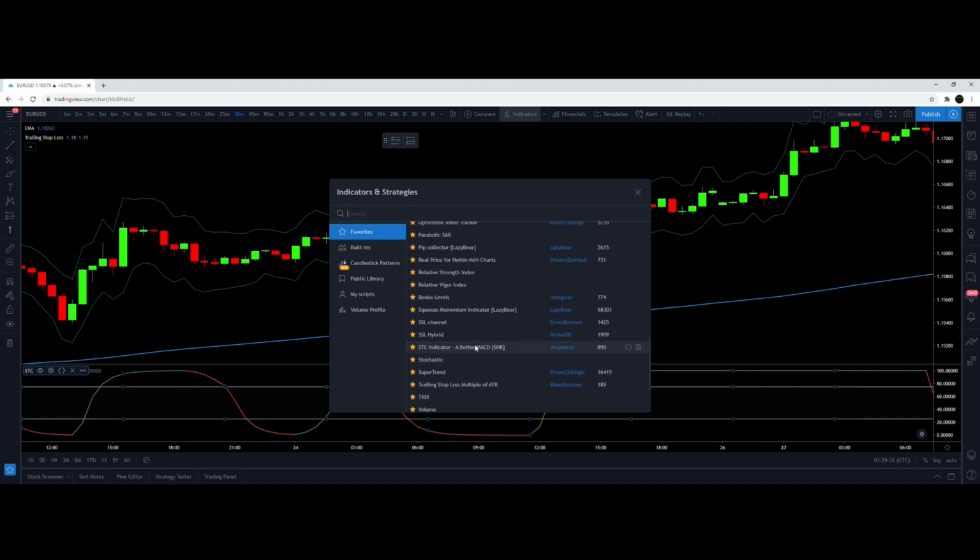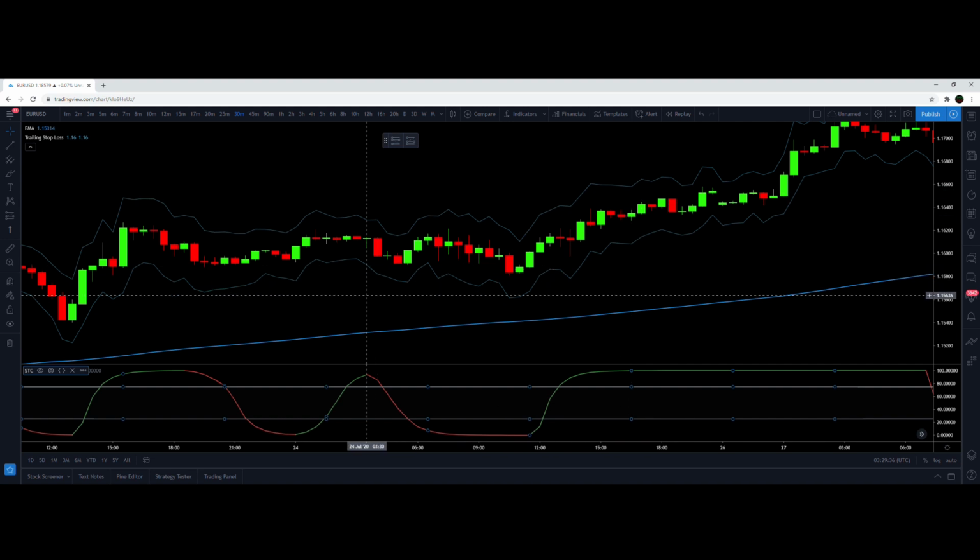STC indicator, a better MACD. It says it right in the title. You can read the notes if you want.